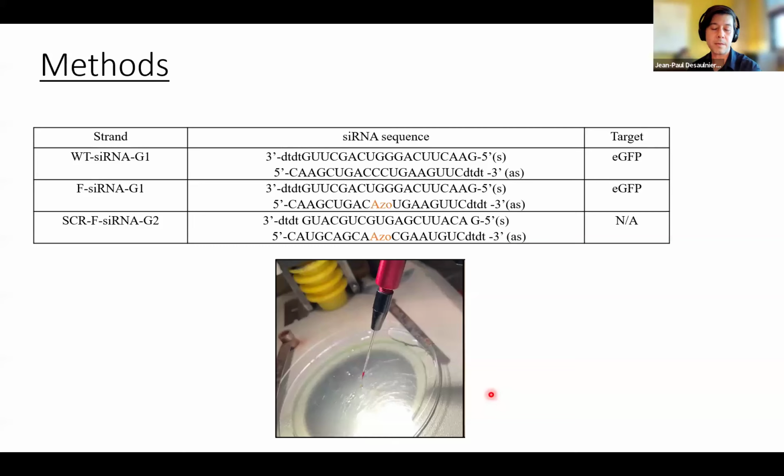Now, we synthesize, of course, our tetrafluorinated azobenzene siRNAs. So in this case, we have wild type targeting the GFP. We have this F-siRNA, which now has azobenzene, the tetrafluorinated one, at the same location as the previous study. And then we developed a scrambled sequence here that has the same composition and number of bases as these strands, but in a mixed, jumbled up format, again, to just ensure that we're getting target specificity.